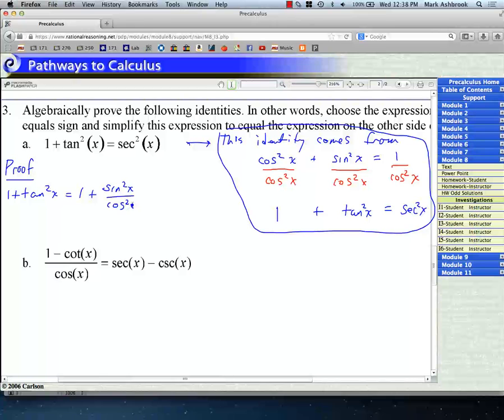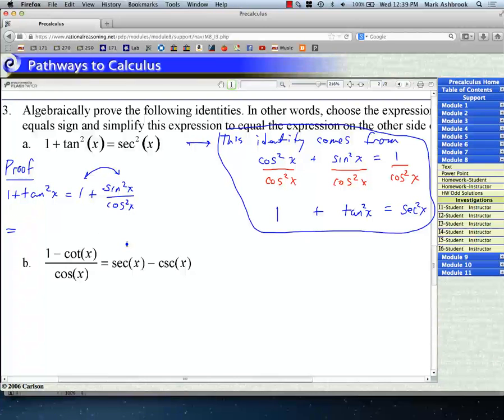Where from there? Common denominator, so we can add. We actually want to add these two together and make one fraction out of it, because one fraction gives us a fighting chance to make it be secant squared. What's your common denominator, Shruti? So it's cos squared x. So the equation becomes sin squared x plus cos squared x upon cos squared x.